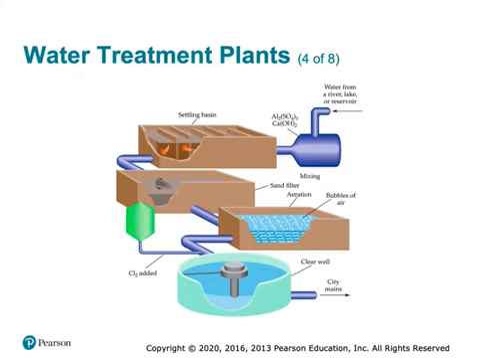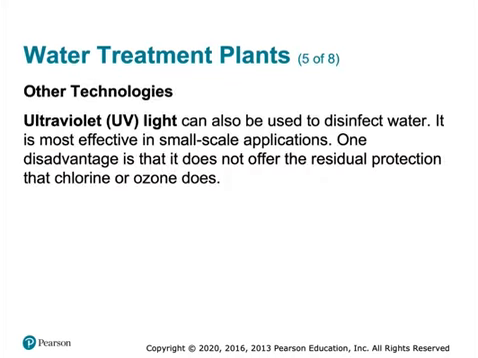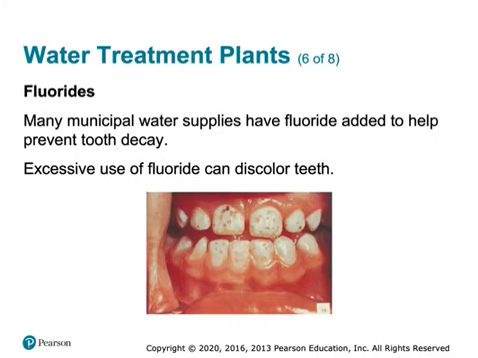So then the water is aerated, and then chlorine is added to kill any bacteria, and then it's passed on to the rest of the city. Ultraviolet light can also do this. One thing though, chlorine and ozone, especially chlorine, has a residual protection. The UV light just sterilizes it on the spot, and then in the right circumstances, it can be contaminated again.